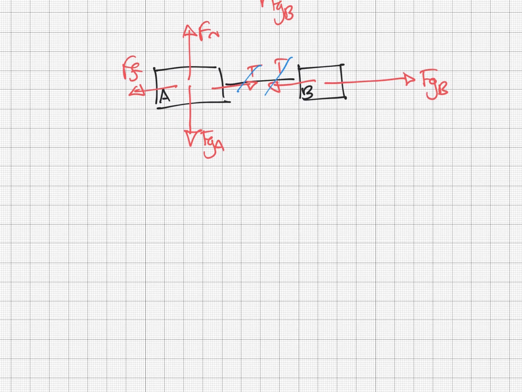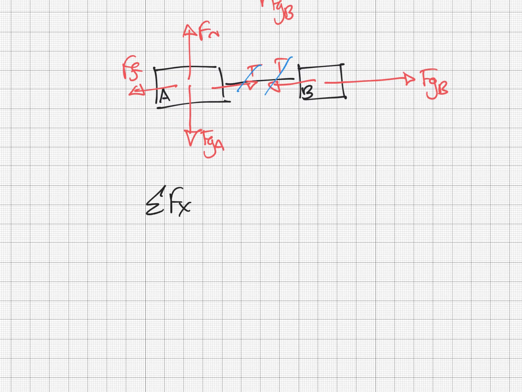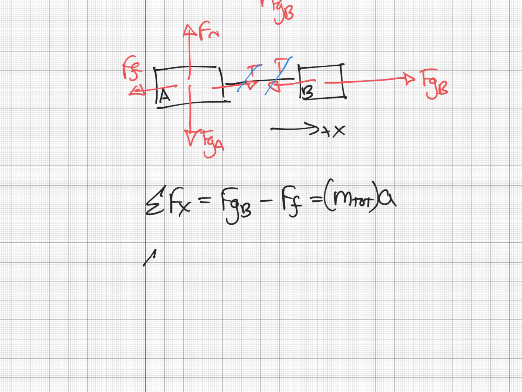Setting things up. Sum of the forces in the X, so we'll call that the positive X direction that way. It's going to be the force of gravity on B minus the force, not the force of gravity, minus friction force. So in this case, there's friction, and then again, this would be my total mass, because they're connected, it's the total mass that would then be accelerating there. The sum of the forces in the Y would then be the normal force minus the force of gravity on A, and that equals just mass times acceleration.